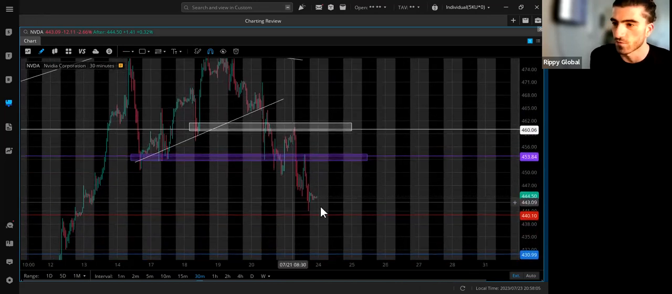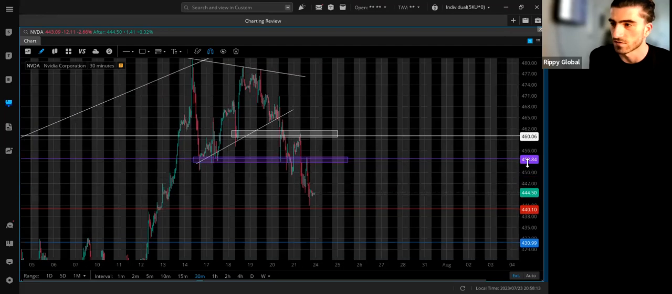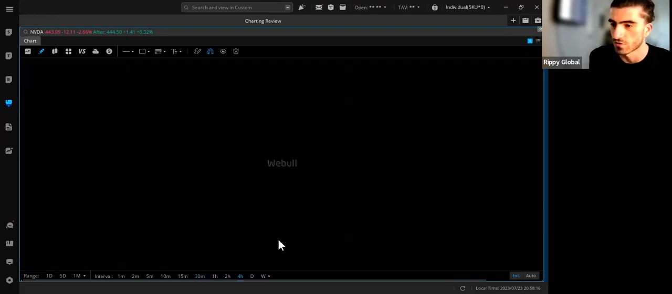We have to hold 440 as support. First rejection on the upside, 453. Next gap fill level for rejection, 460 a share. It's that simple for stuff like this. There's no reason to go to the 4 hour, the 2 hour.